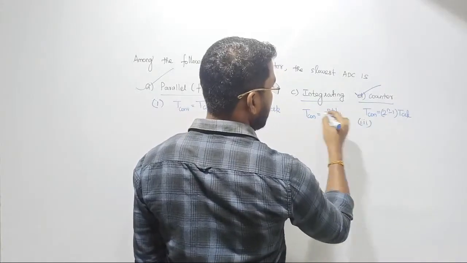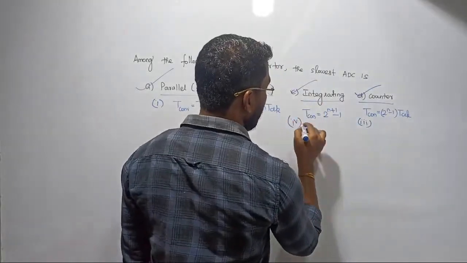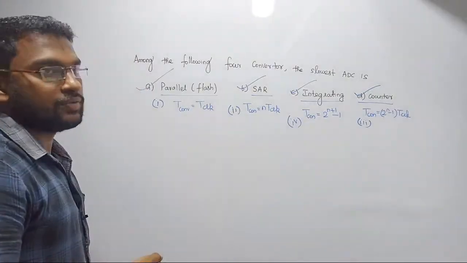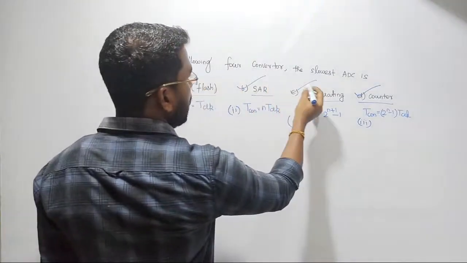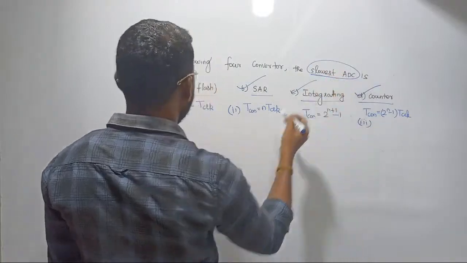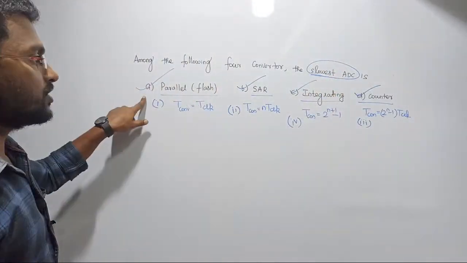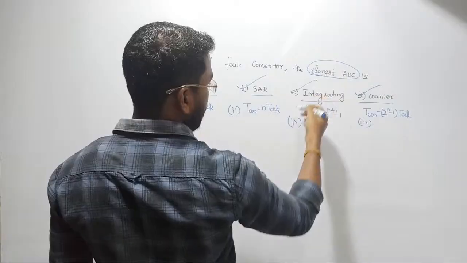Working at very fast. Last we are going to consider, priority will be given for this one. This is the order of the things we saw. Anyway, the question is: among the following converters, which is the slowest analog to digital converter? Fast means this one, slow means the integrating type, right? So your answer is this one.